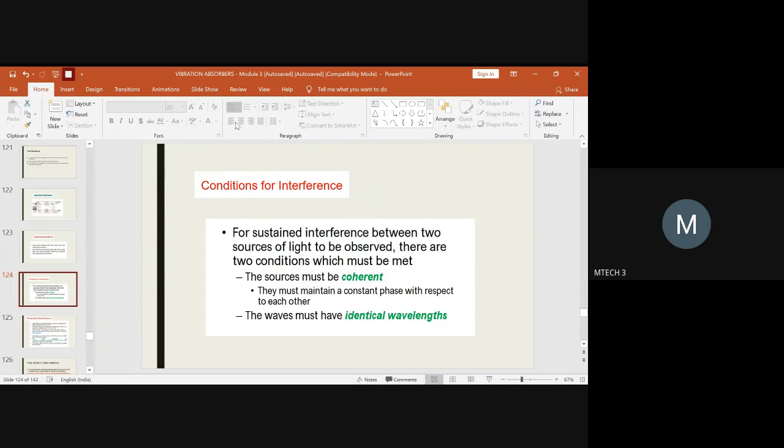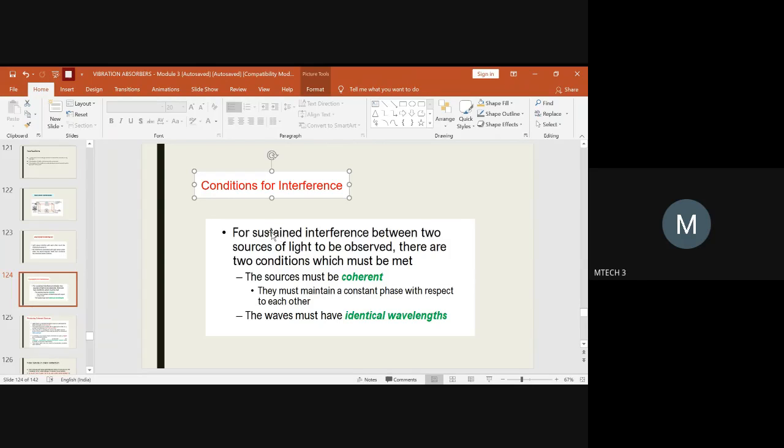So what are the conditions of interference you should know about? You should know some terminologies like coherent and identical wavelengths. So what do you mean by this? In order to get a sustained interference among sources of light, because you will not have just a single source of light, sometimes you might have more than one source of light, and each source is propagating the light in the form of a wave motion.